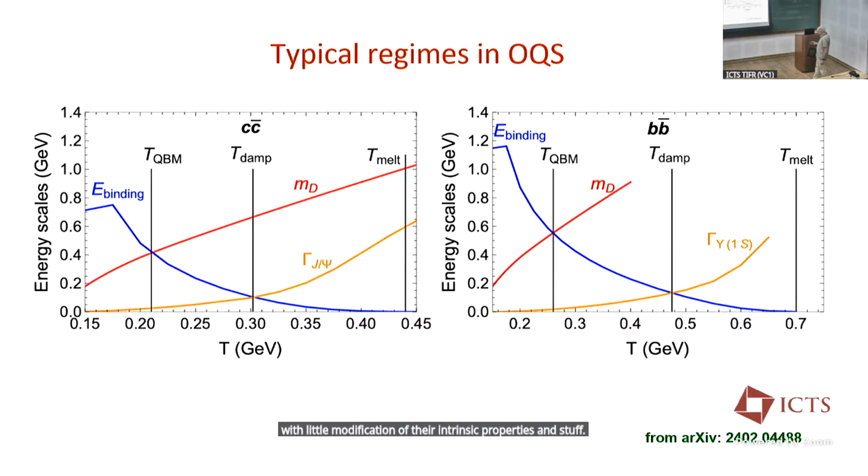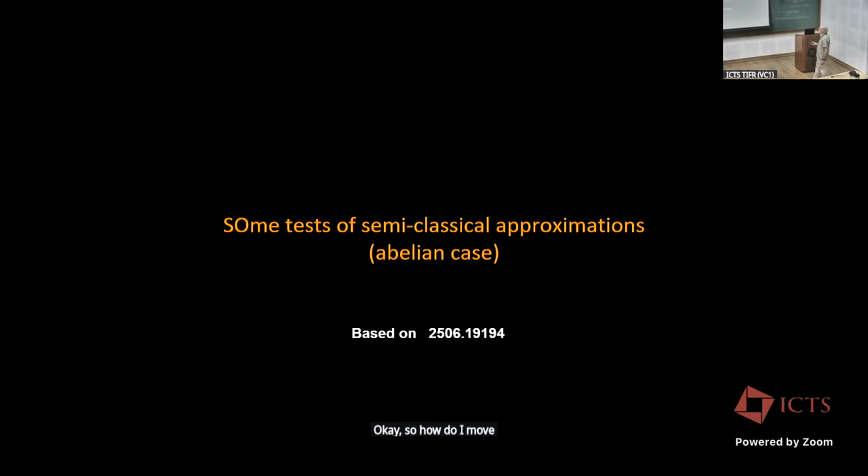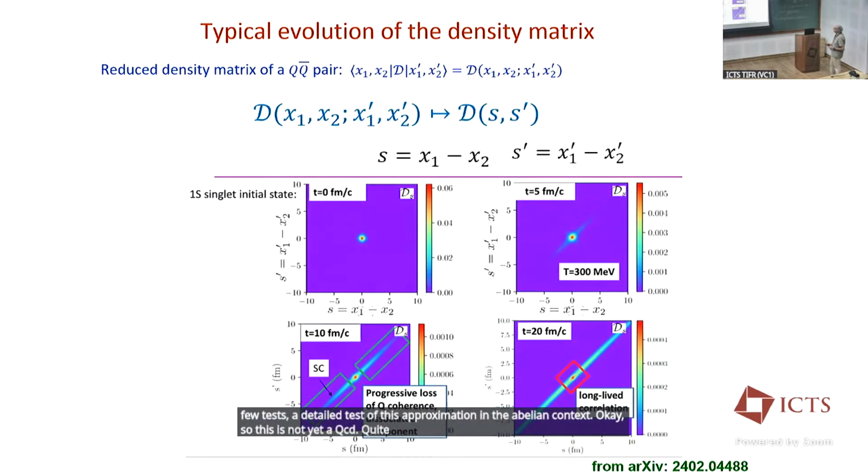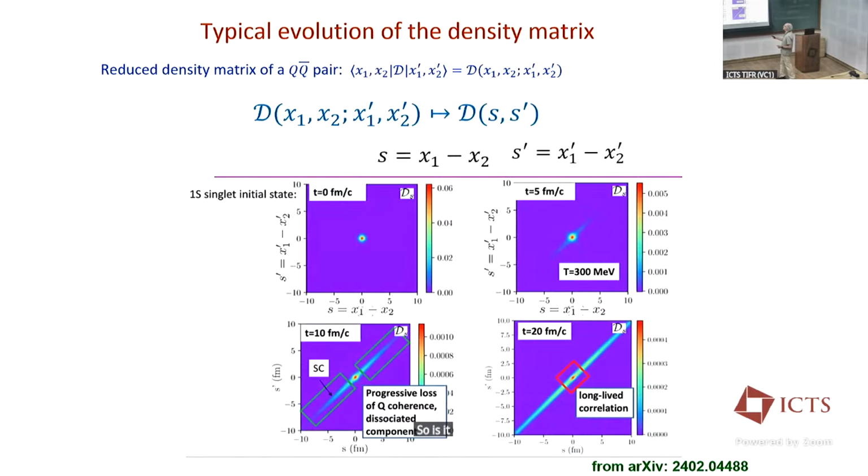So how do I move forward? Oh yes. Now I want to illustrate the semi-classical approximation by showing you a detailed test of this approximation in the abelian context. This is not yet quite QCD, but let me now look at the density matrix. It's the density matrix of a QQ bar pair.